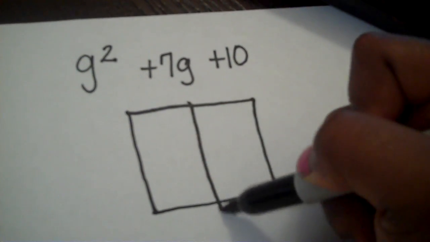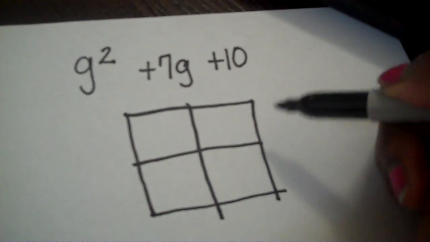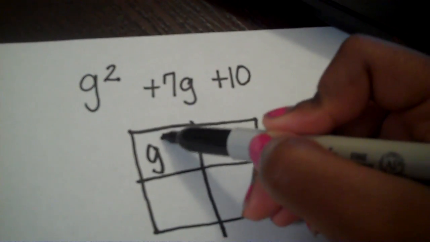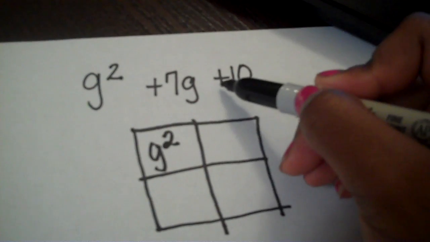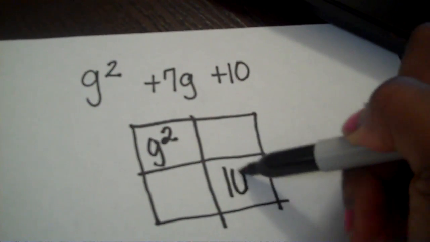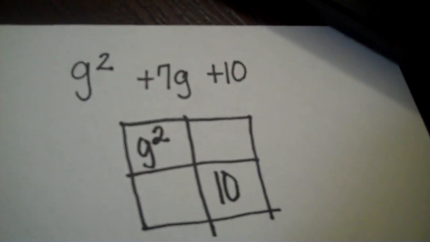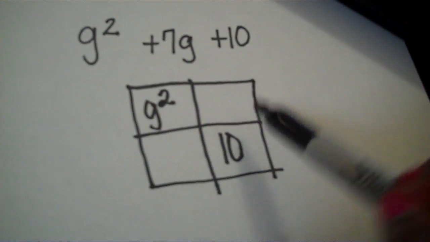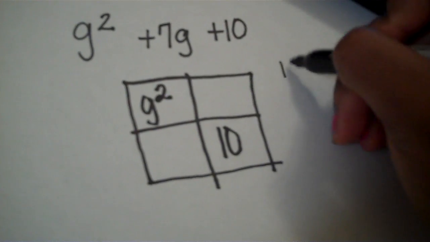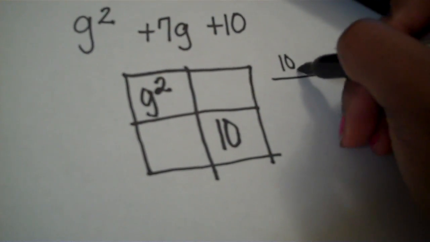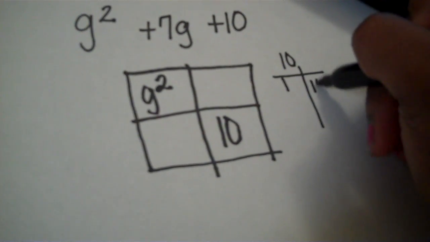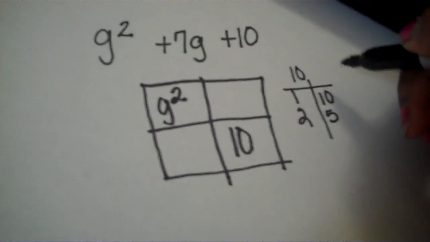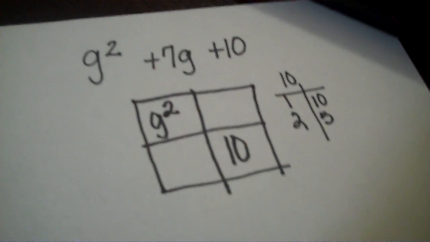So I draw my box. Very simple, it doesn't have to be graphic or anything. I write my first term here. It's a plus 10, so that means it's a positive 10. So now I multiply g squared's coefficient, 1, times 10. That's 10. So what are the factors of 10, everybody? You have 1 times 10, 2 times 5. Anything else? No, not whole numbers.